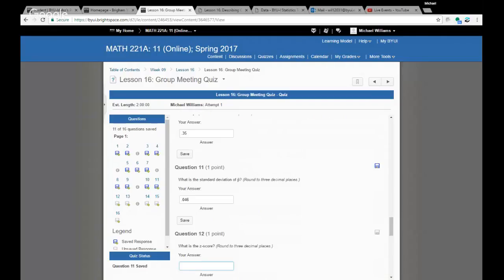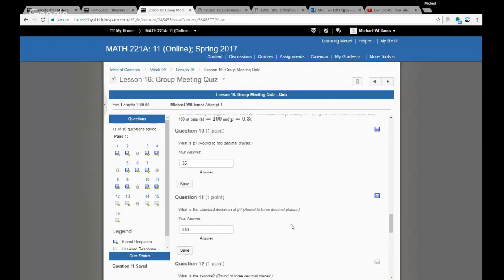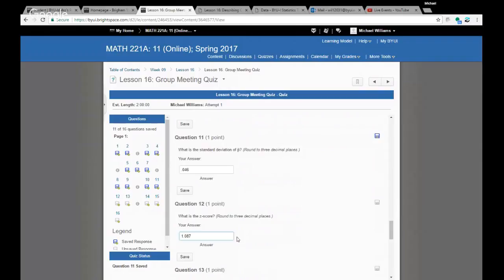1.09 or 0.87? I got 1.087. Not what I got. Not even close. Guys, 0.35 minus 0.3 equals 0.05. Divide that by 0.046. Yeah, I didn't put the point in front of 046. So I got 1.08695, and so 1.087 is what I'm rounding to. Right.